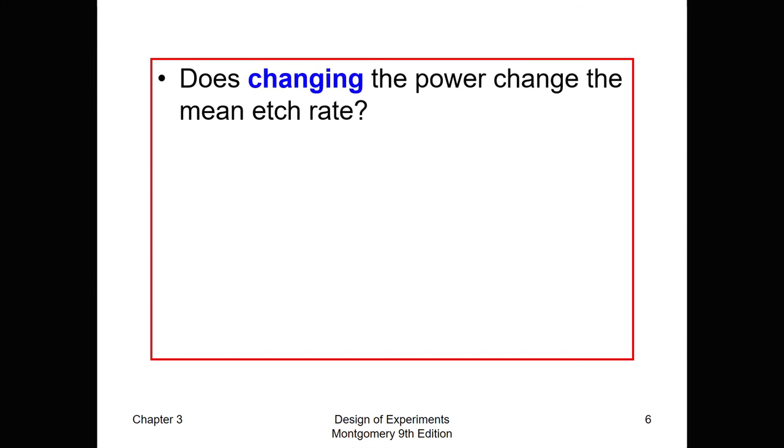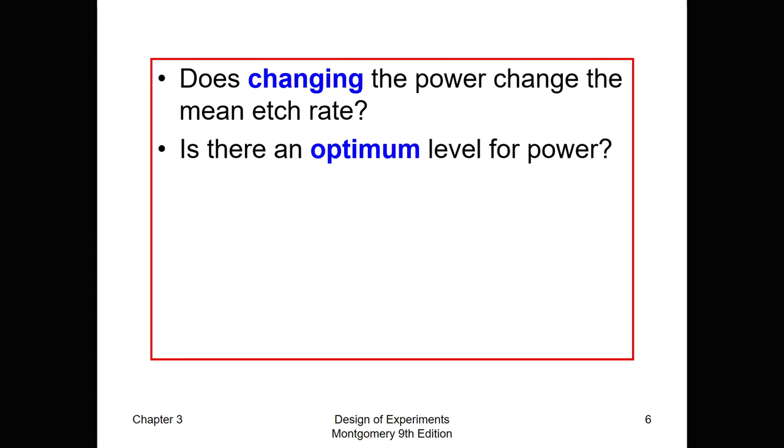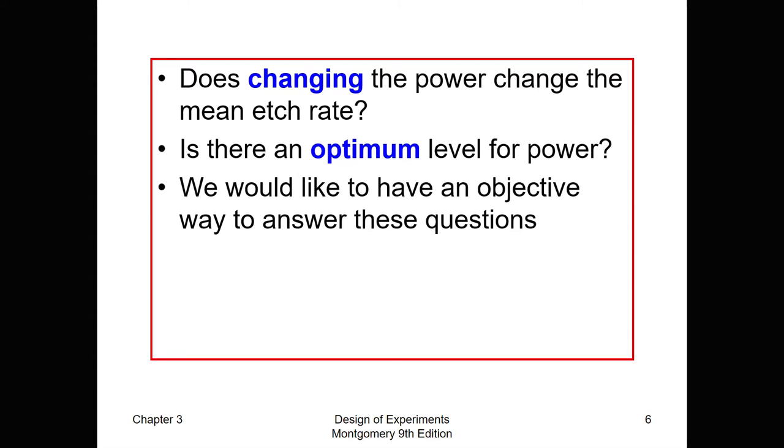So we've got a bunch of different questions we could ask. Does changing the power change the mean etch rate? Does the power even matter? Is a really good question. And then, of course, recall that the main question that we wanted to ask is, how can we get a particular etch rate? So what power gives us that particular etch rate?